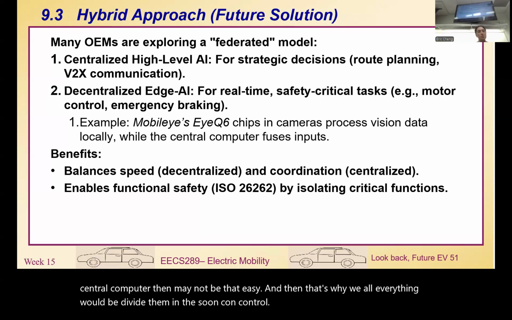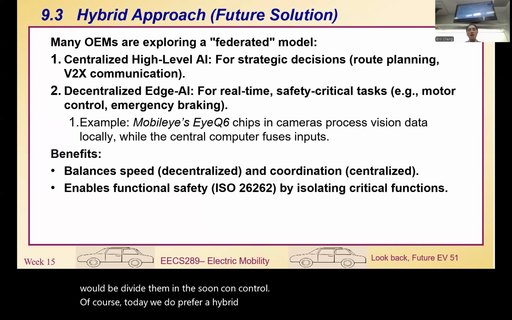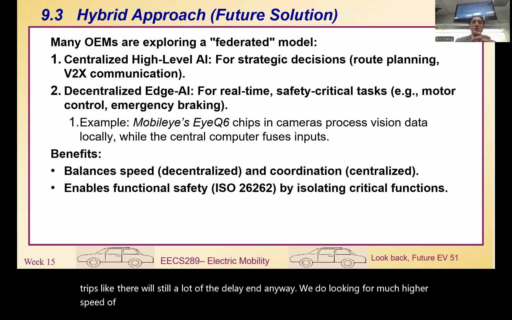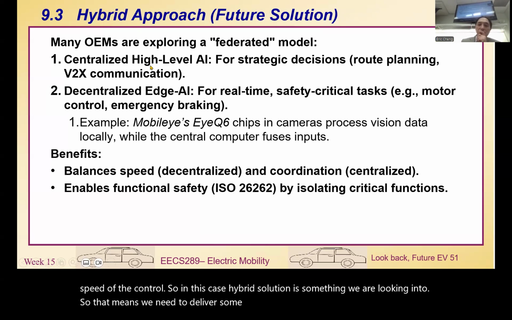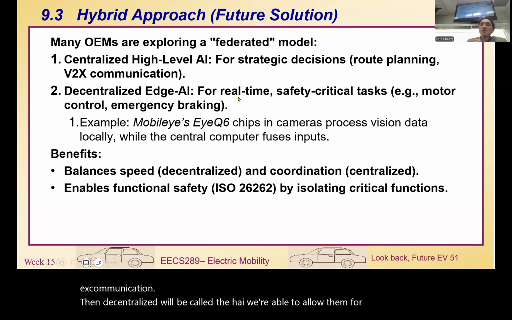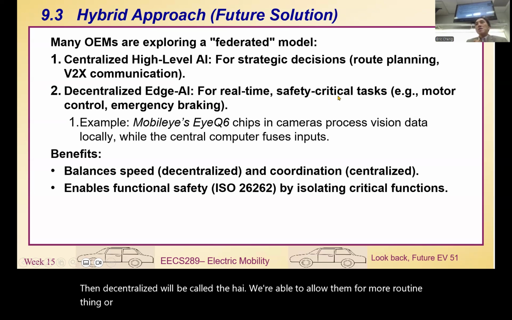Of course, today we do prefer a hybrid solution. No matter how good your chips are, AI chips included, there will still be a lot of delay anyway. We are looking for much higher control speed, so a hybrid solution is something we are looking into. That means we deliver some central intelligence for major decision making, for example routing, planning, and V2X communication. Then the decentralized part, which we call Edge AI, handles the more routine things.